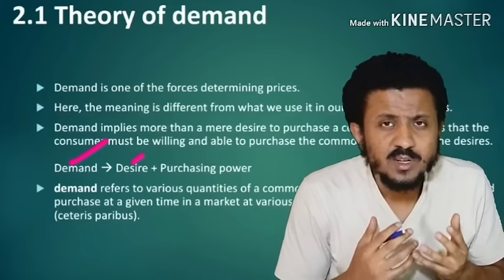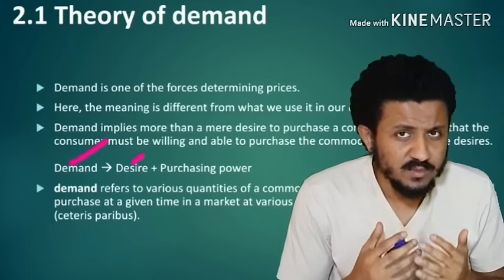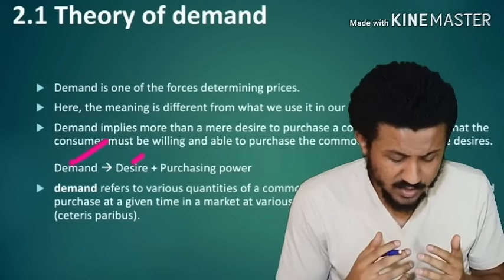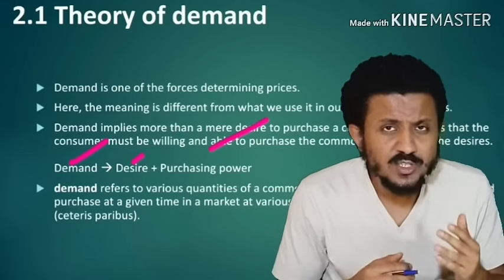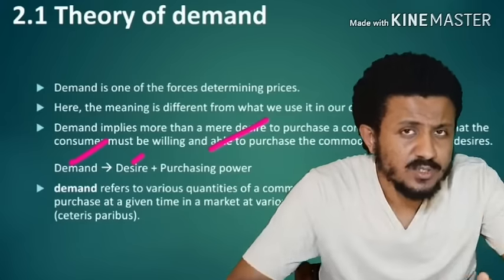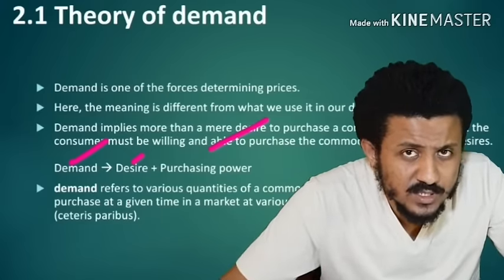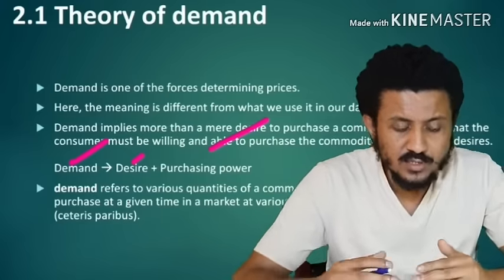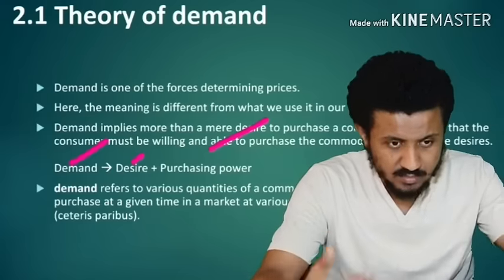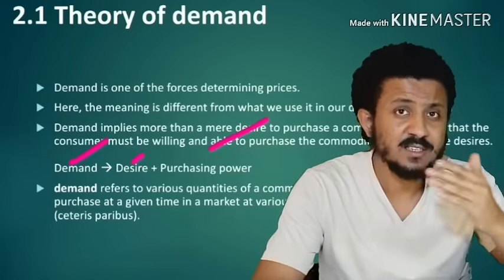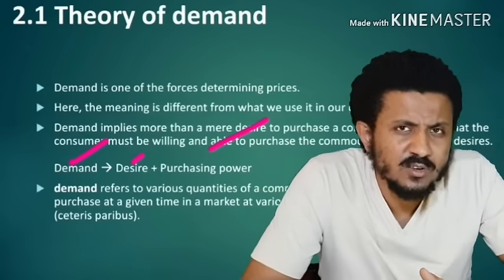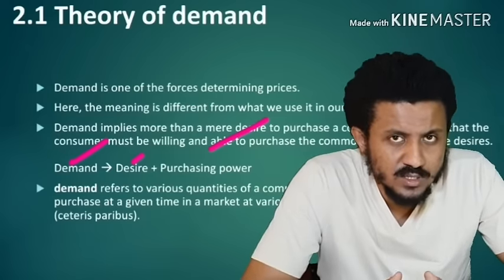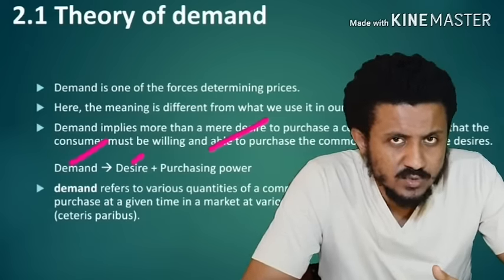First we have to be willing to have something, the first criteria. The second criteria is purchasing power: are we able to purchase the material? So in order to decide whether a person has a demand for something or not, we have to ask ourselves two questions.